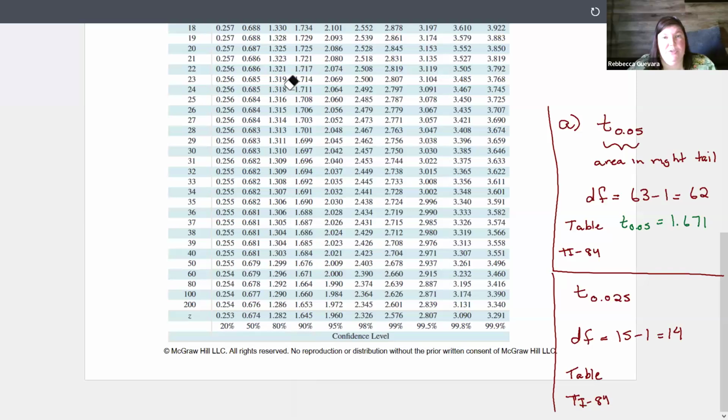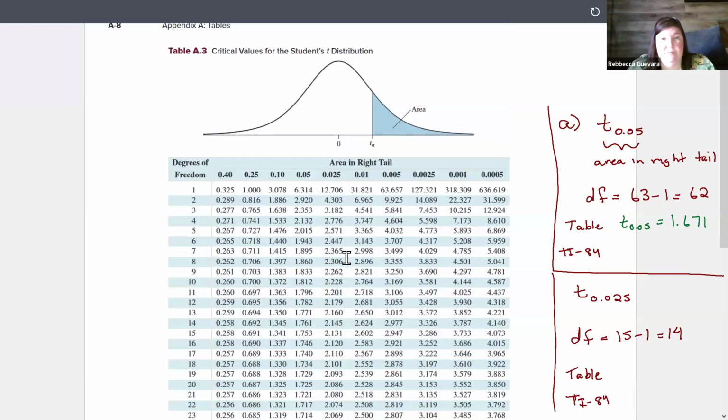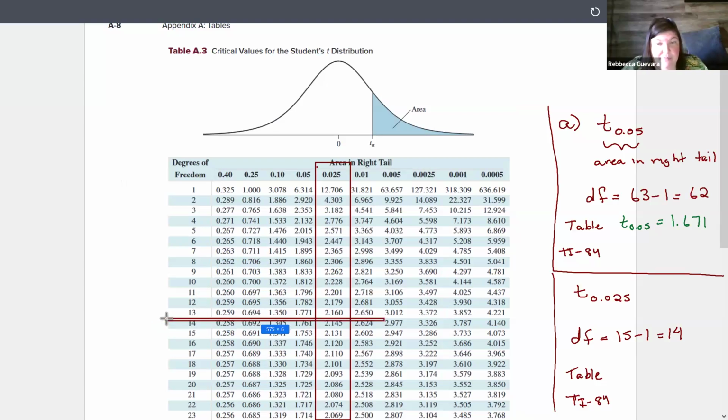All right, so for B, we have a 95% level of confidence, like I said down here. So the area in the tail is 0.025. So make sure you pick 0.025, not 0.0025 or 0.25. We want this one right here. And we have 14 degrees of freedom. So right there, t 0.025 for 14 degrees of freedom is going to be 2.145.